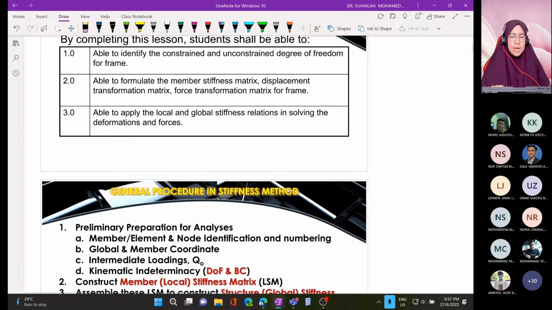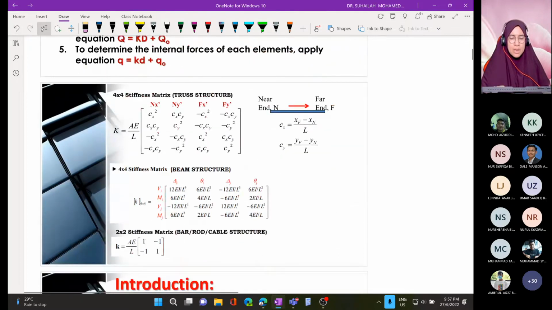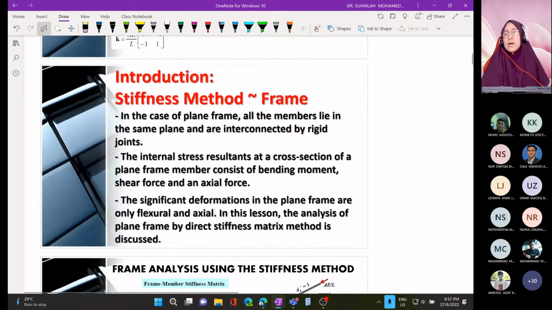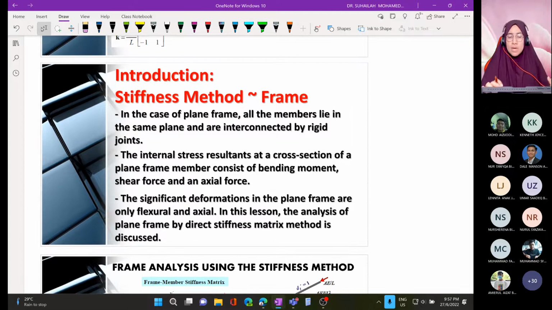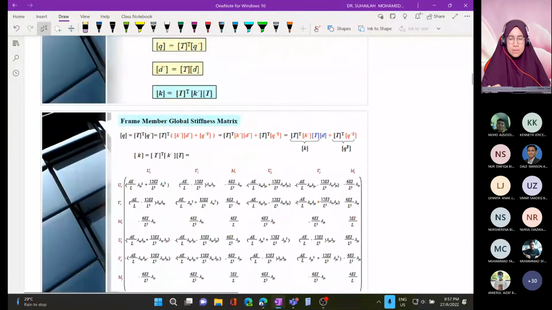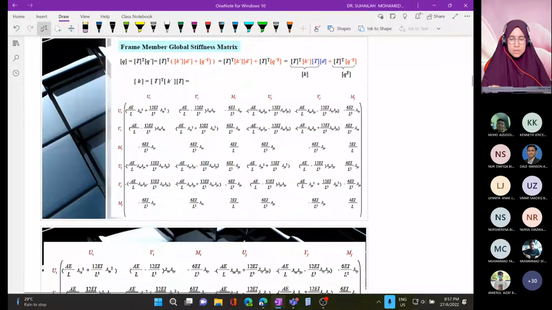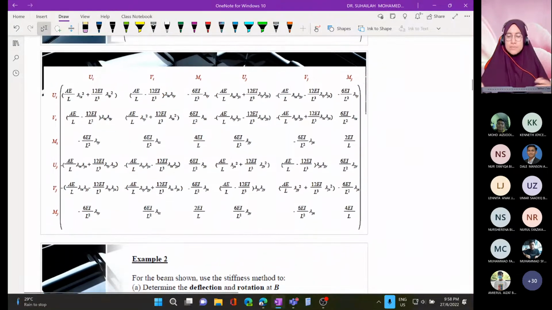Apply local and global. This is all the same. And in frame, because there are 3 degrees of freedom per node, in the formula we will have a 6 by 6 matrix. This is the equation, 6 by 6.